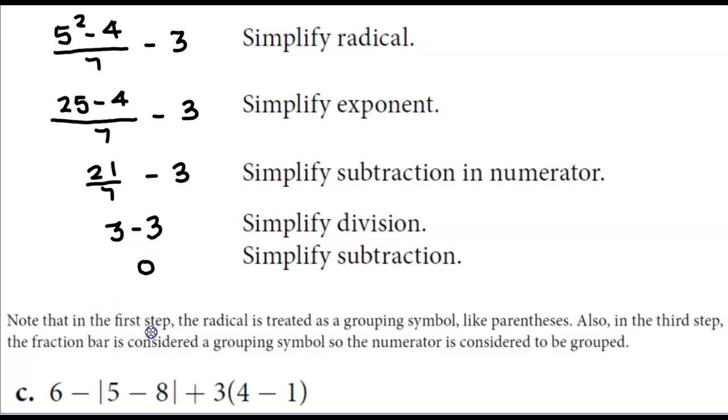Now, note that in the first step, the radical is treated as a grouping symbol, like parentheses. And also in the third step, the fraction bar is considered a grouping symbol. So the numerator is considered to be grouped.